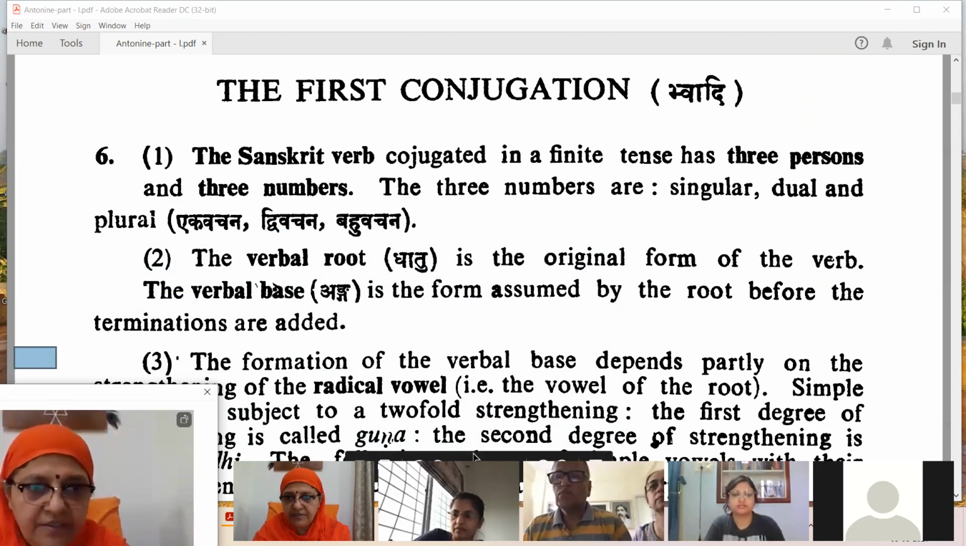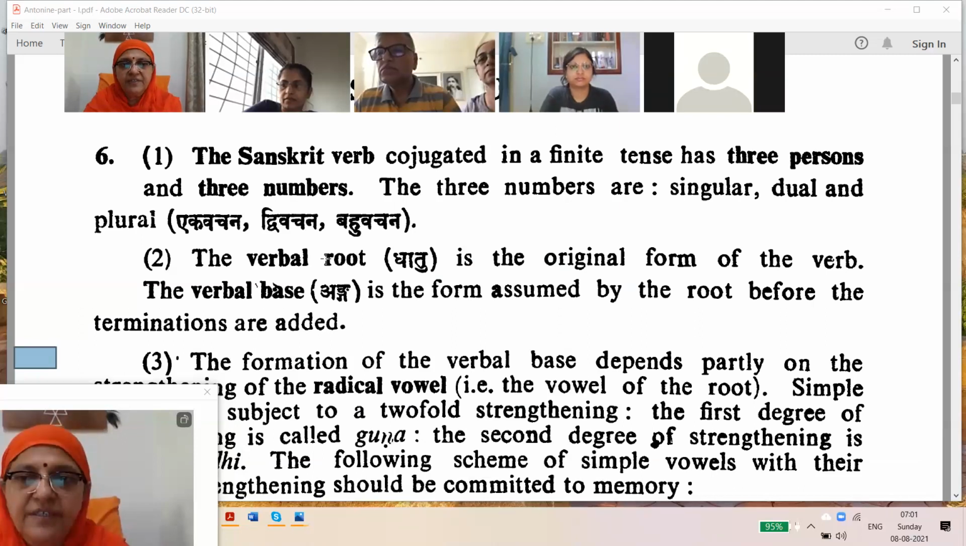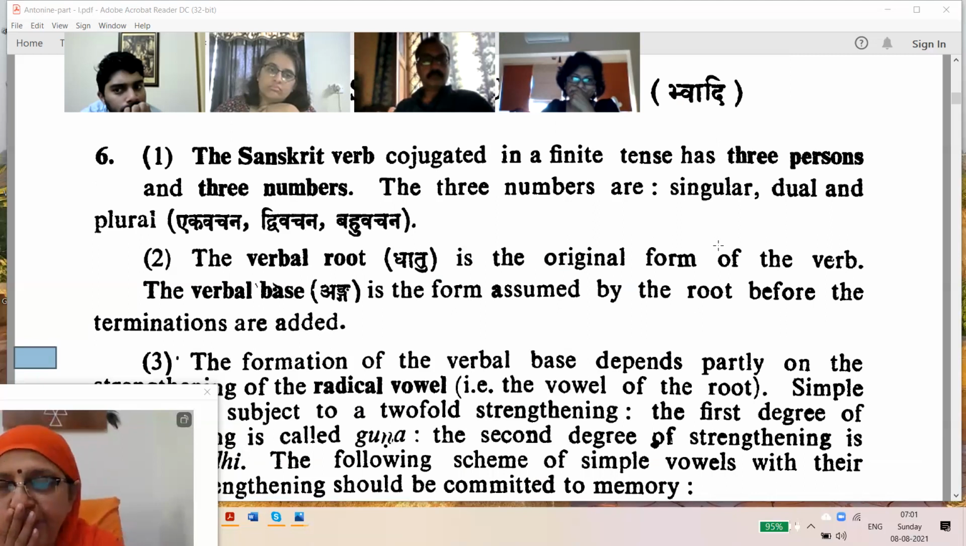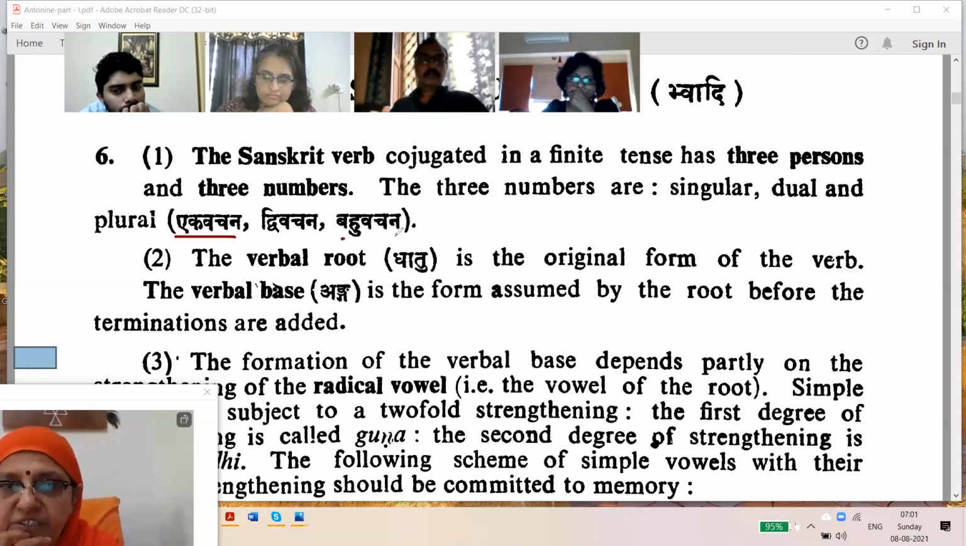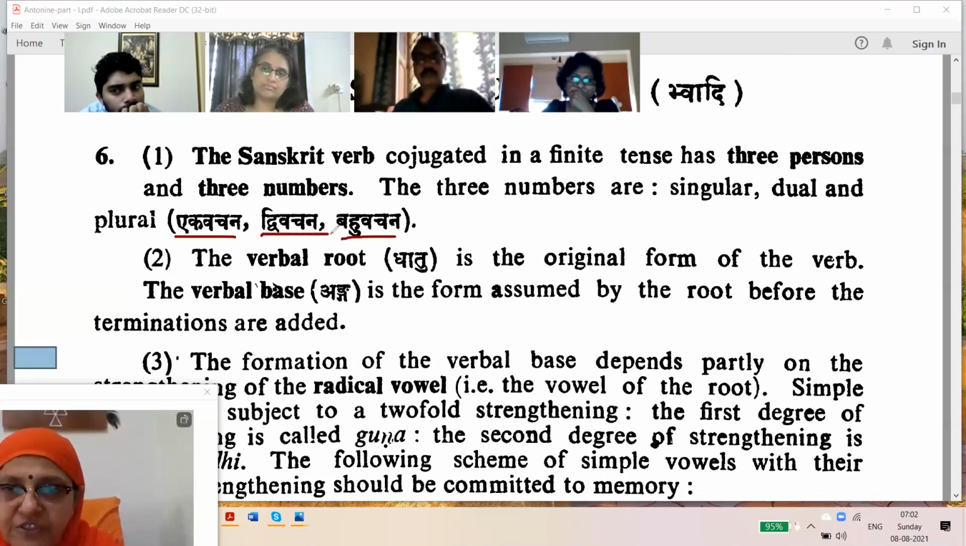I think if anybody knows, in Russian language also there is dvivachanam, no? Lumina, she must be knowing if she knows Russian. Because generally we have only 2, ekavachanam and bahuvachanam, meaning singular and plural. But in Russian language, I think there is a dvivachana also. So there are 3 numbers and 3 persons in Sanskrit verb.